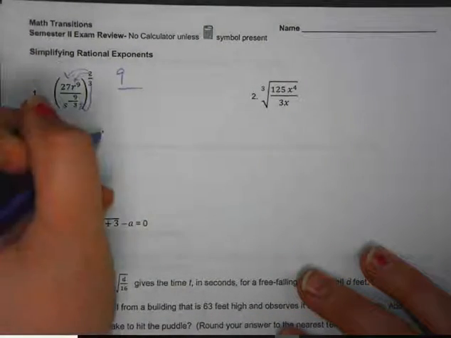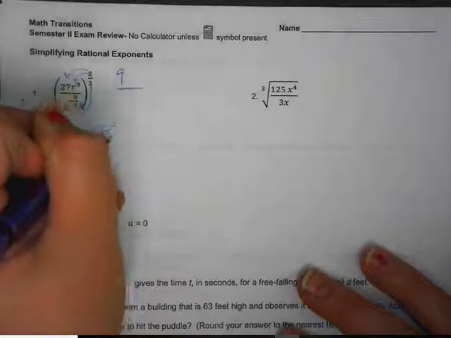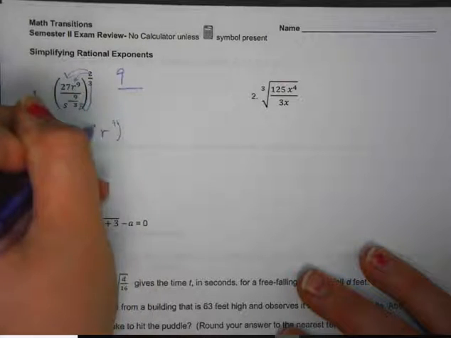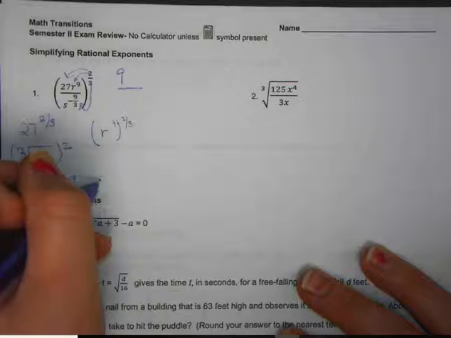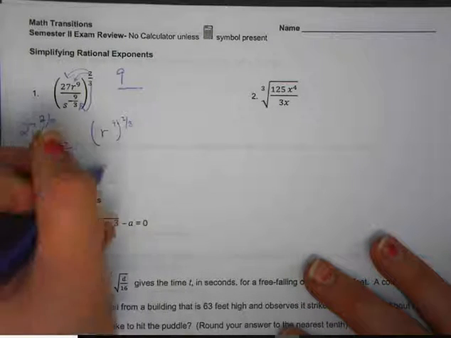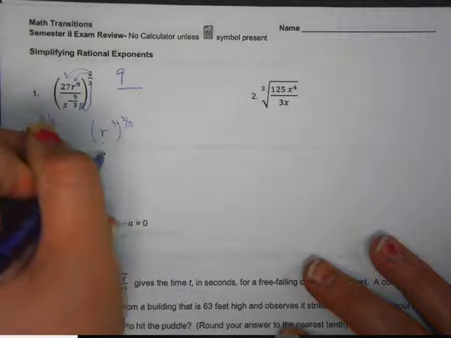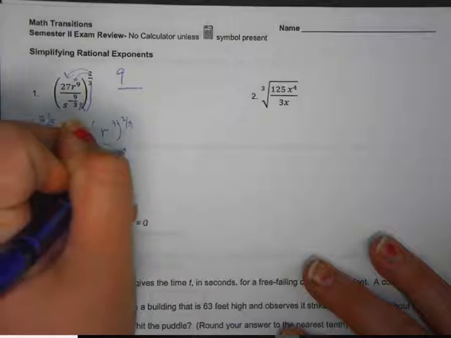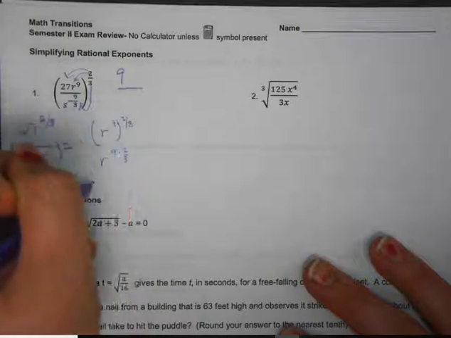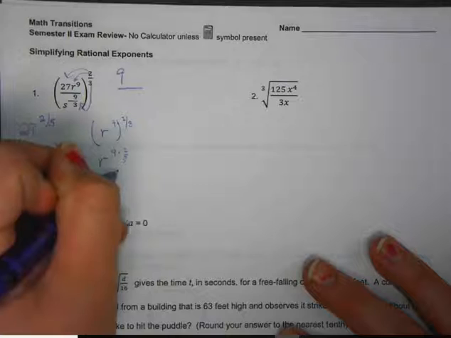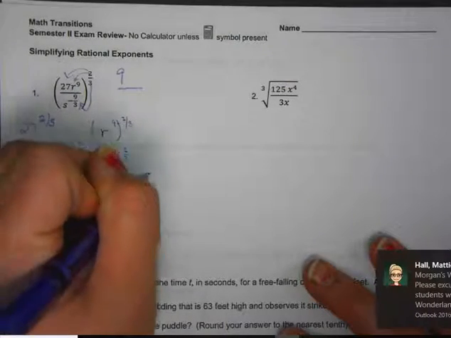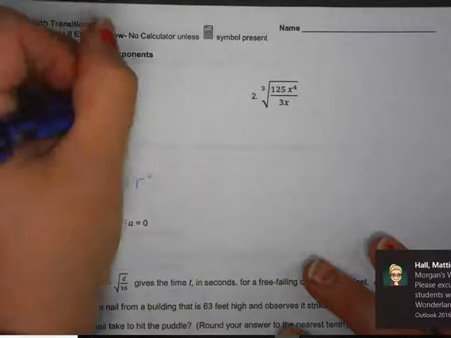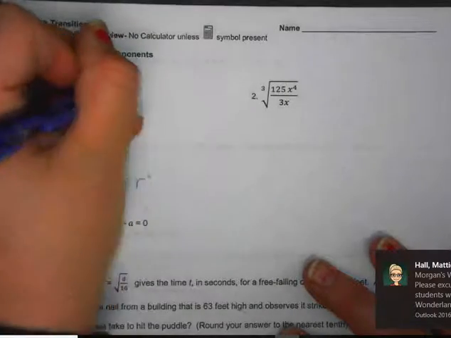And then let's go ahead and do r to the 9th to the 2/3. Now, when we raise an exponent to another exponent, we're going to multiply the exponents. So we're going to have 9 times 2/3 as our new exponent. That becomes 18 over 3, and 18 over 3 is 6, so r to the 6th. And that's going to be the rest of our numerator.